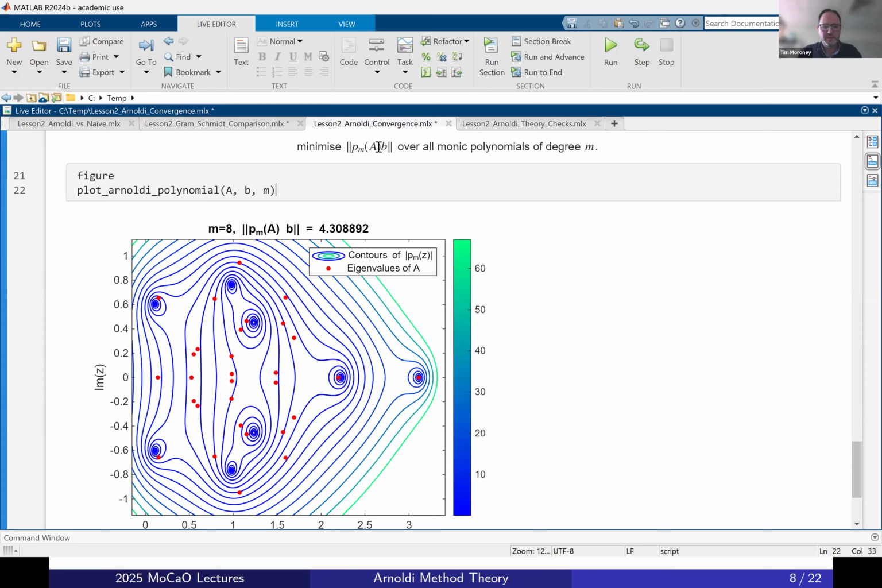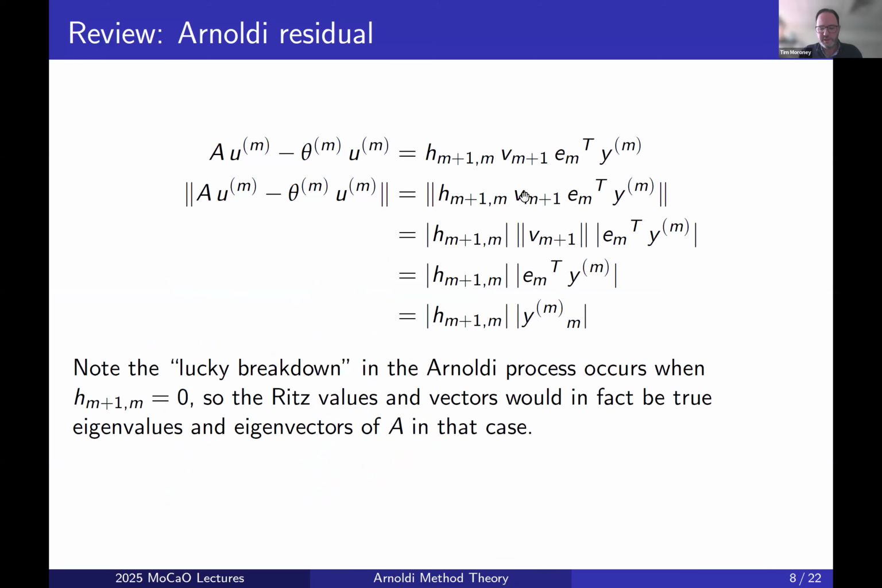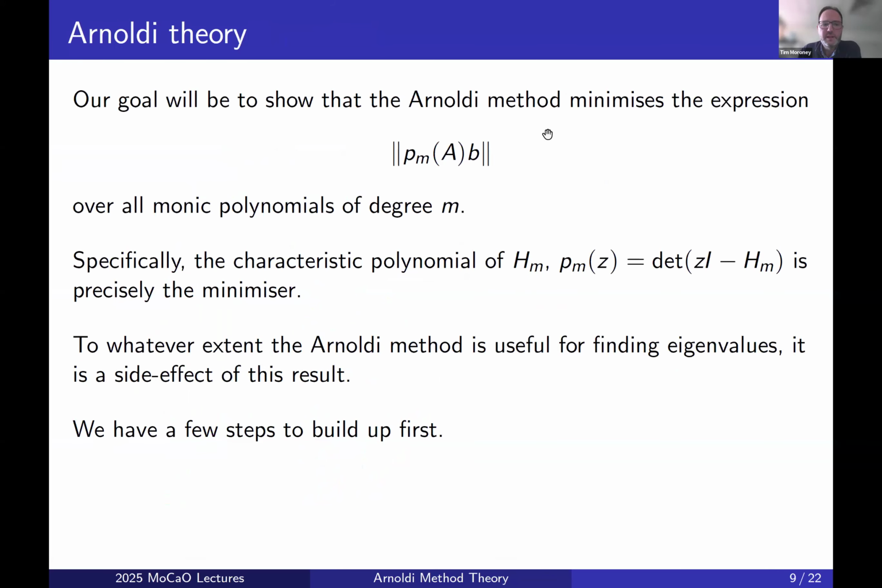Now that's a lot to take in, but I wanted to spoil the surprise to start with. Now we're going to go through and see how this falls out, because it's quite surprising. It turns out that Arnoldi isn't actually solving an eigenvalue problem, it's doing this. The Arnoldi method minimizes this expression over all monic polynomials of degree m, and it does so by returning a matrix Hm whose characteristic polynomial is the minimizer. So to whatever extent this method is useful at all for eigenvalues, it is a side effect of doing this. Well, we need to build up a few steps.